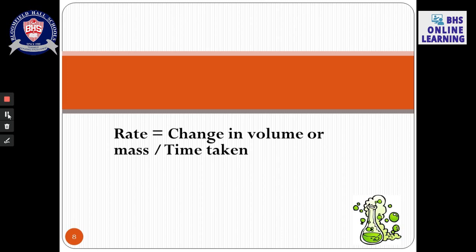This is the equation to find out the rate of chemical reaction. So we can find out the rate of chemical reaction by dividing change in volume or change in mass by the time taken. Change in volume or change in mass divided by the time taken will give you the rate of that chemical reaction.